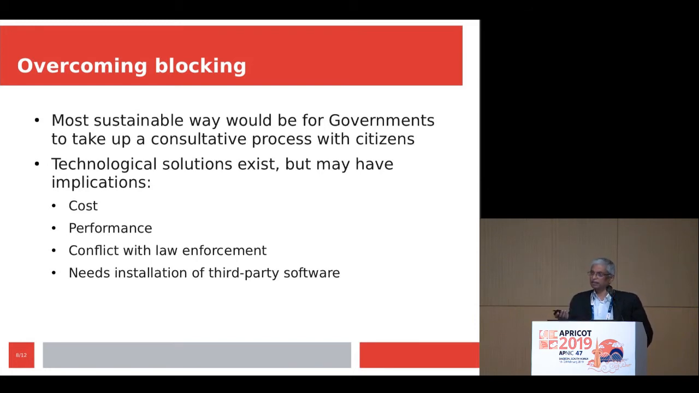Not that I'm recommending these things, but they do exist, and at dire times, we might have to resort to some of these things. So these solutions exist to bypass or to sidestep. But there are implications of cost, performance, conflict with law enforcement. Maybe in some countries, you're not allowed to use the sidestepping mechanism. And if you use that, you're automatically under observation. And sometimes you need the installation of third-party software, which many people today are hesitant about.